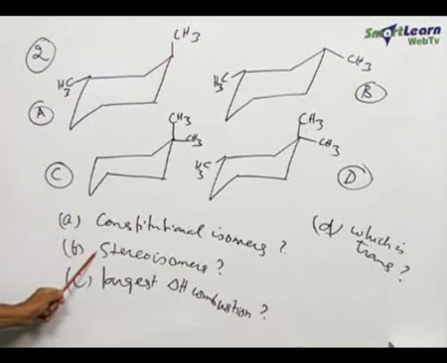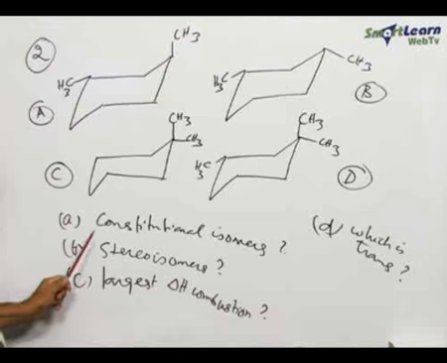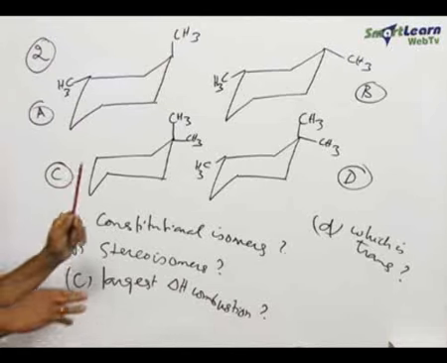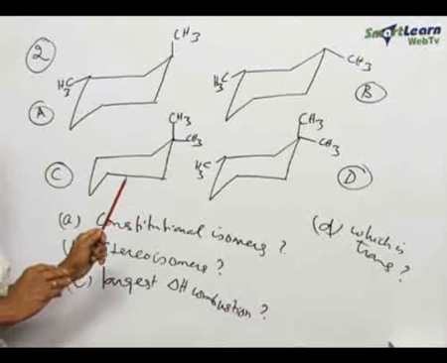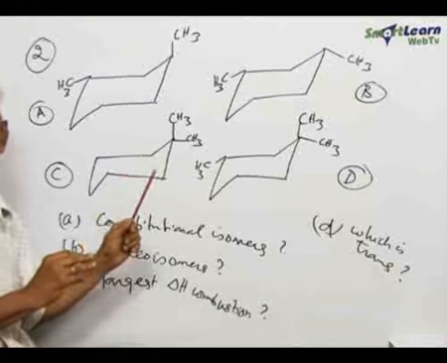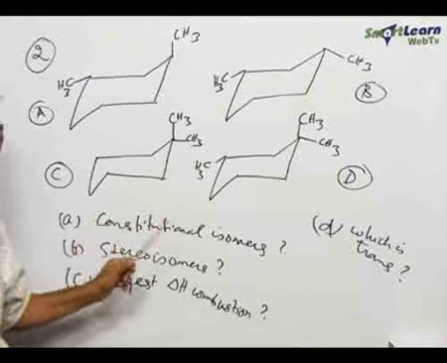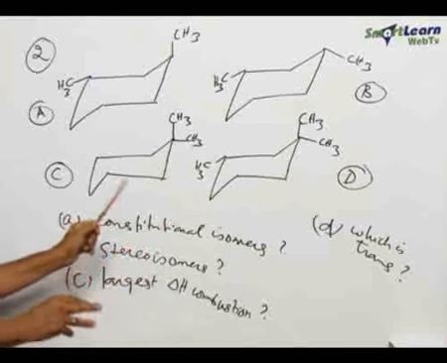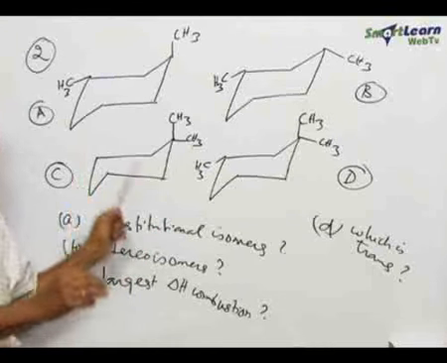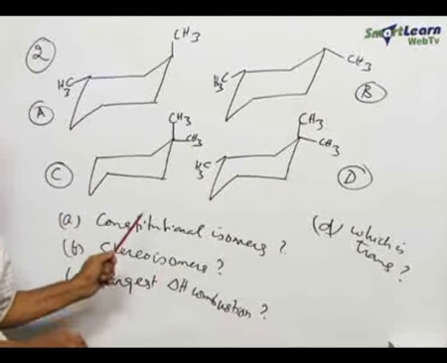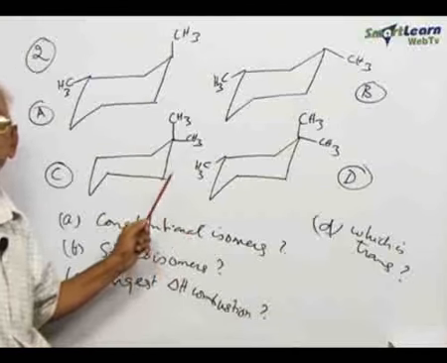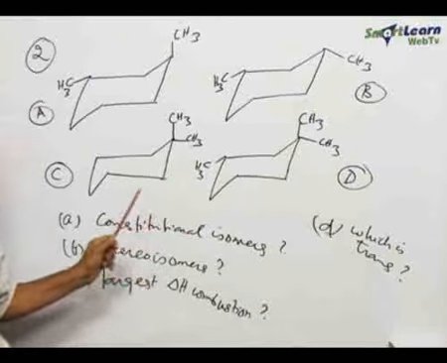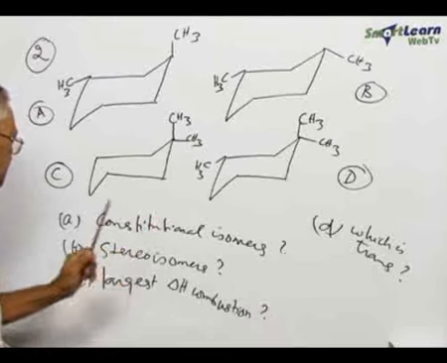The second question is, which one of them are stereoisomers? The difference between stereoisomers and constitutional isomers is that stereoisomers differ only in the geometrical arrangement, or the position, of the various groups present in the same compound. The same groups and the same formula are present, and it is the spatial arrangement of the groups that is referred to as stereo.